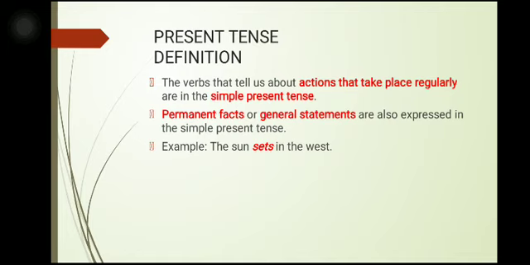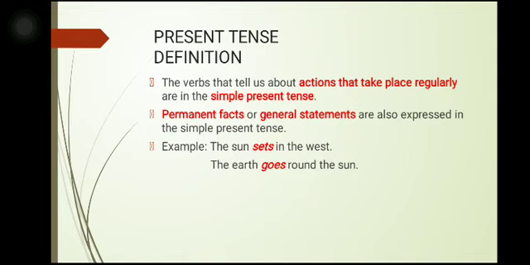This is a fact, it is a permanent fact. The sun cannot set in the east. If we say, oh, I don't like seeing the sun setting in the west today, I want it to set in the east, that cannot happen. It is something very permanent and it is a fact, right? So the sun sets in the west. Here the word sets suggests present tense or simple present tense.